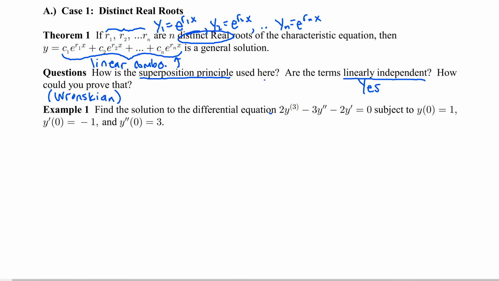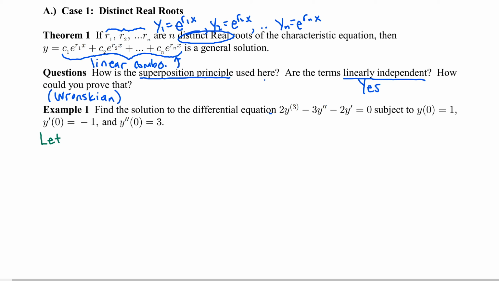So let's take these ideas and put them together to solve example 1. It says find the solution to the differential equation 2 times the third derivative of y minus 3y double prime minus 2y prime equals 0, subject to y of 0 equals 1, y prime of 0 equals negative 1, and y double prime of 0 equals 3. For this first example, we're going to go through all the details.